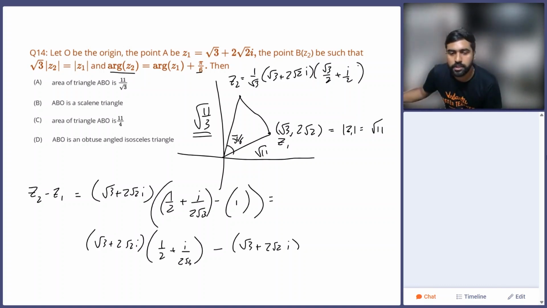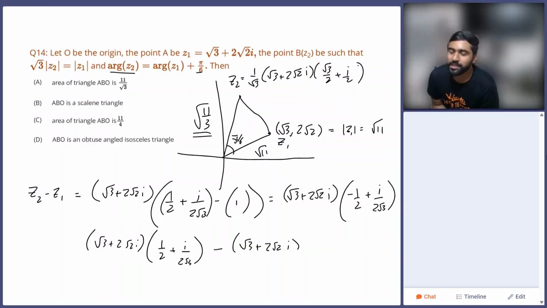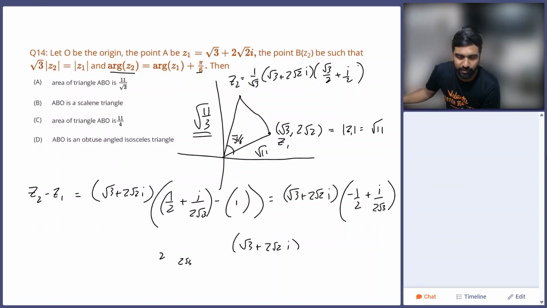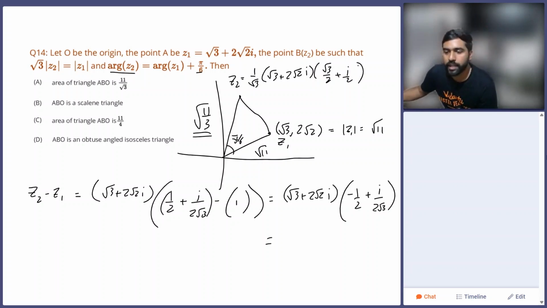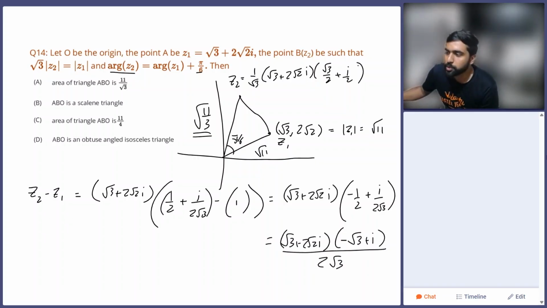Okay, so what does this give you? This gives you root 3 plus 2 root 2 iota multiplied by, what do you have over here? Minus 1 by 2 plus iota upon 2 root 3. This is the expression that you will get. So from here I can simplify this out. Slightly better than finding the exact value of Z2 and then subtracting. A little bit of calculation effort you can reduce using this. Okay, now what do we have? We have root 3 plus 2 root 2 iota multiplied by, in the numerator over here, what will you get? Minus root 3 plus iota divided by 2 root 3 expression.